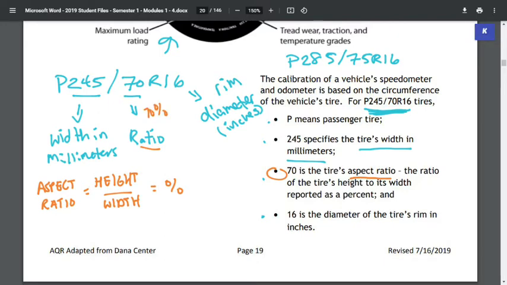One thing to keep in mind with this is that we have our height over our width equals our percentage. We should know the width because it tells us right there what it is. So if we ever want to figure out the height of a tire, we can just do a little algebra to move our equation around. The height would equal the width times our percentage, or our ratio. So we're just moving this equation around. If we ever want to find the height, which is what we're going to do in a second, it would be this simple equation right here.